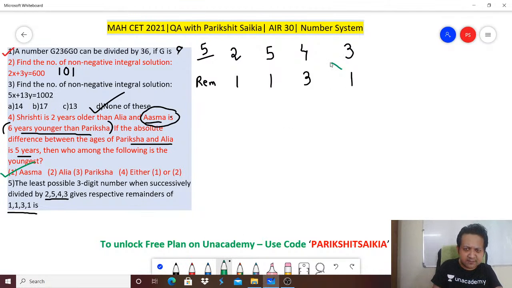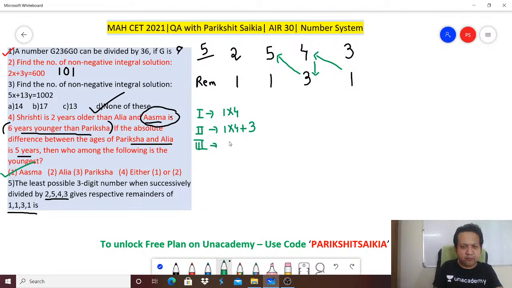Just cross. 1 into 4 is step 1. Next, straight, plus 3, step 2. So what is step 2? 1 into 4 plus 3. Next, step 3, again cross. How much will you get? 1 into 4 plus 3 was 7, right? You got the 7. 7 into 5 will be 35.